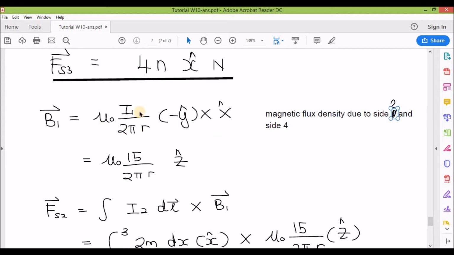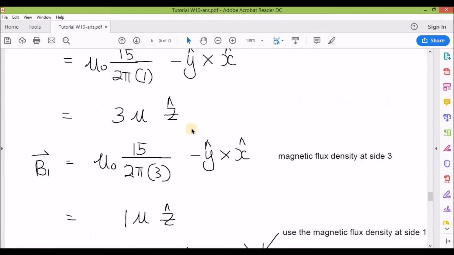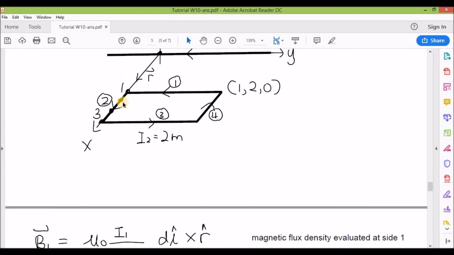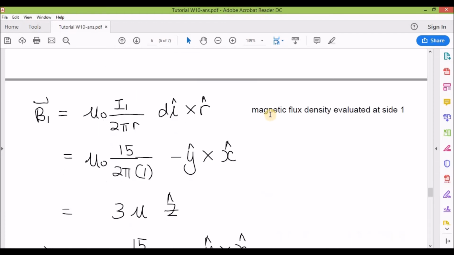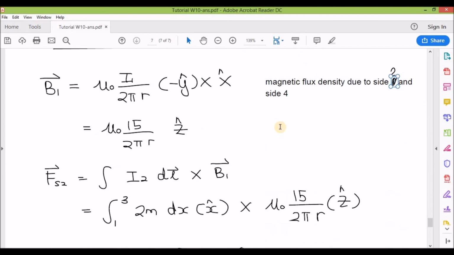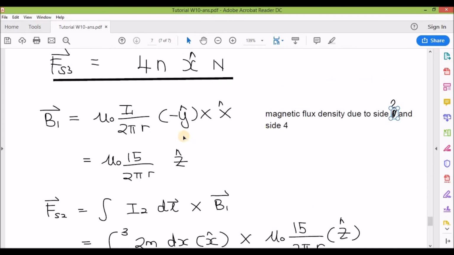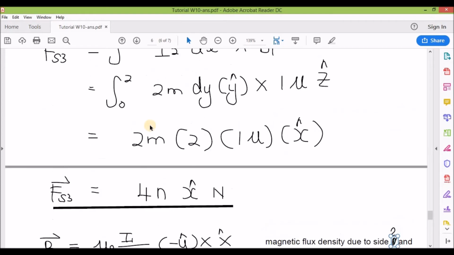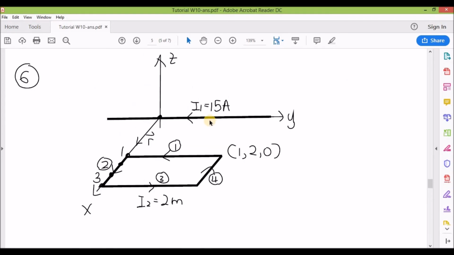So this is a formula. This is dL. For side 2, the length dL is pointed in the positive x direction, and for the other side, side 4, it is pointed in the negative x direction. So we go back here. This one should be the dL for the source I1. Source I1. So let's look at I1.